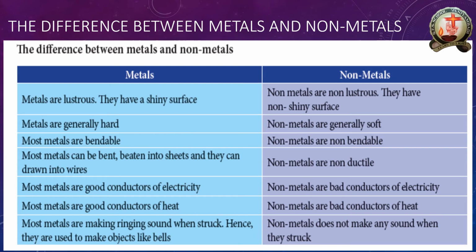Metals can be bent, beaten into sheets, and drawn into wires. Think of copper metal: our electric cable is a copper wire, utensils are made from thin plates, and we have copper sheets. But can we make a chalk piece like this? It is not possible, because non-metals are non-ductile. Non-ductile means they do not have the bendable, sheetable and wireable properties. Metals are good conductors of electricity. You know, that is why we use copper wire and aluminum wire for electrical conductance.